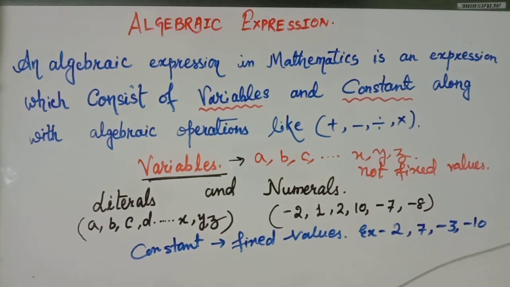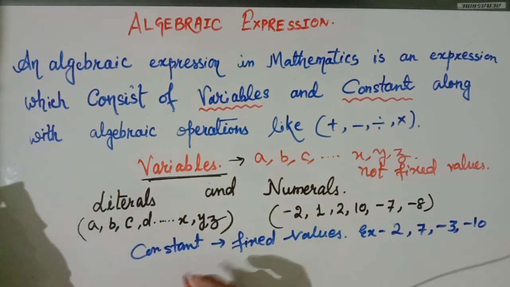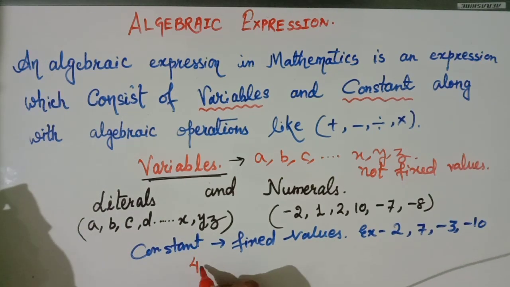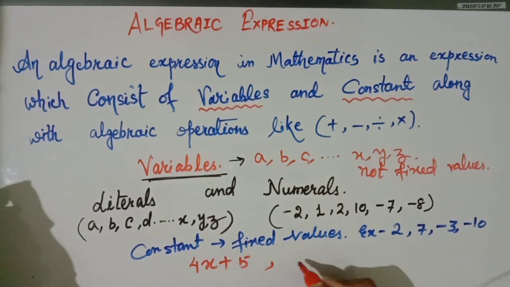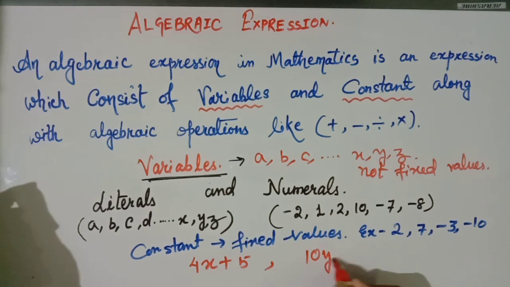So how will we write an algebraic expression? We can write an algebraic expression as, suppose, 4x plus 5, or we can write 10y minus 3. So these are known as algebraic expressions.